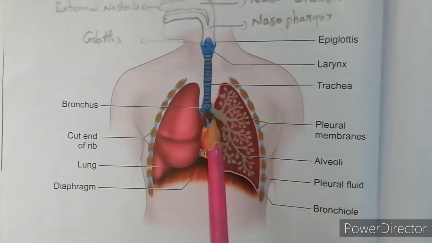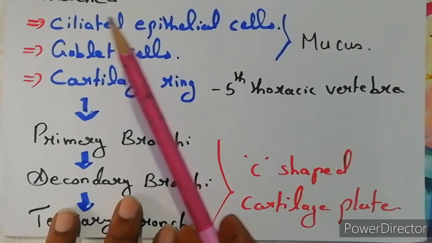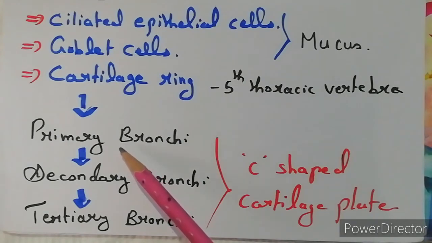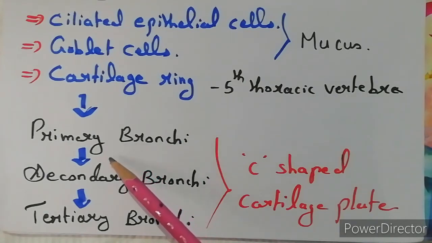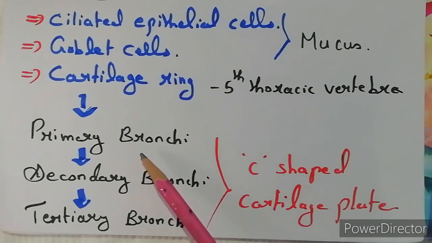Let us see about the bronchi. Listen. The trachea again will branch as bronchi, right? The first branch of the trachea is the primary bronchi. It again divides into branches, which we call secondary bronchi, and the secondary bronchi further divide into tertiary bronchi. Here we said the tracheal tube is covered with cartilage rings, but the primary, secondary and tertiary bronchi are covered with C-shaped cartilage plates. Here we said it's a ring, but here it's a plate. Fine.